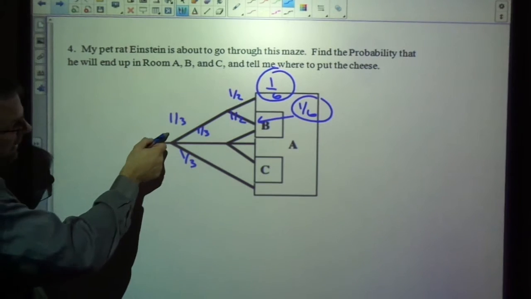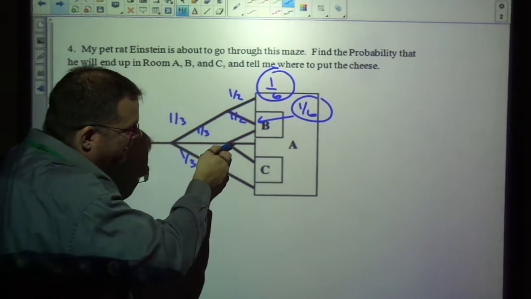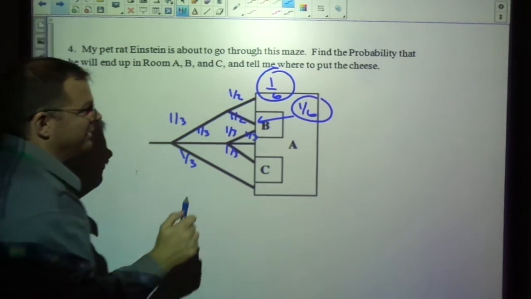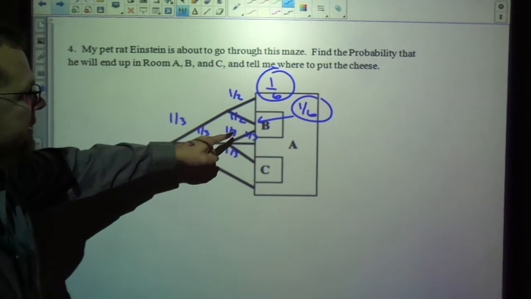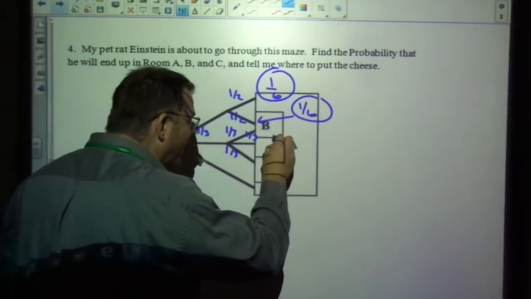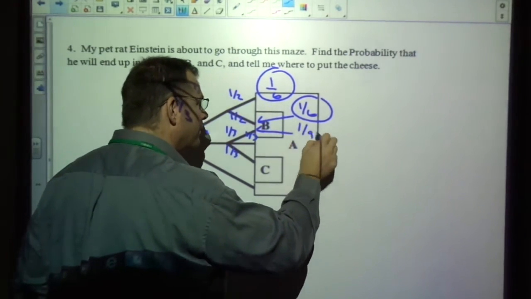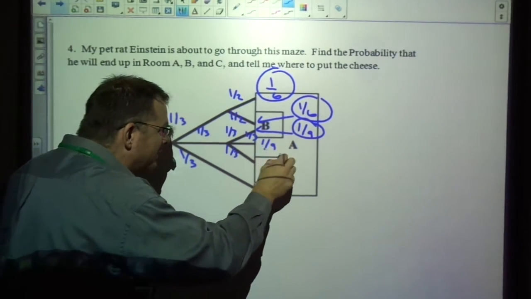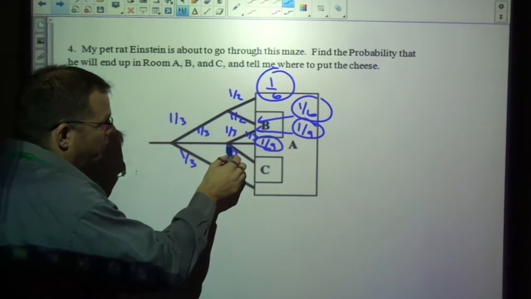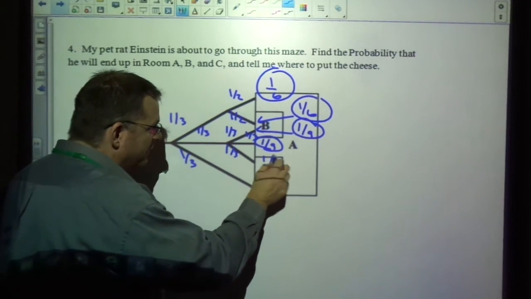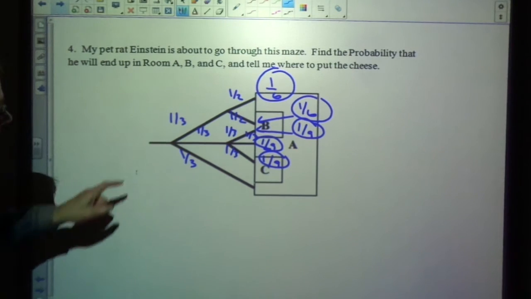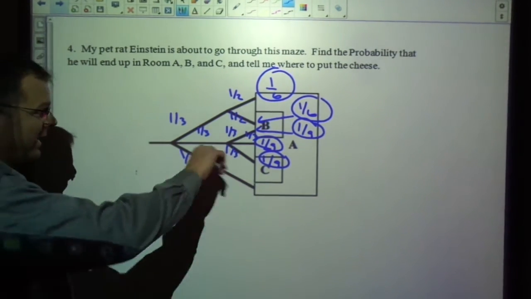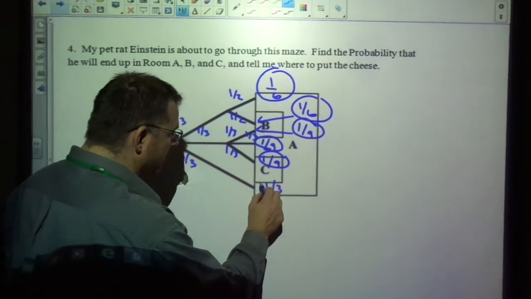Now this one, if he makes a 1/3 choice, then he comes here and he's got another choice, 1/3, 1/3, 1/3. So if he makes this top choice, that'd be 1/3 and 1/3, that is 1/9 that he's going to be here in B. Or a 1/3 times 1/3 is 1/9, he lands here in A. Or a 1/3, 1/3, that's 1/9, he lands here in C. We've got one more choice here, and that's 1/3, but once he makes this choice, there's no other choices, he just ends up there in A, so that is just a 1/3.